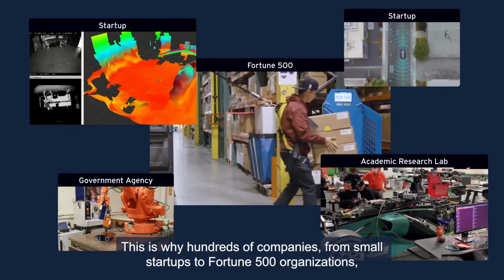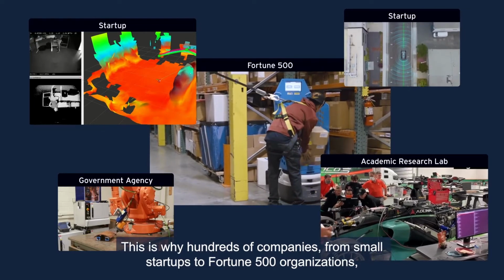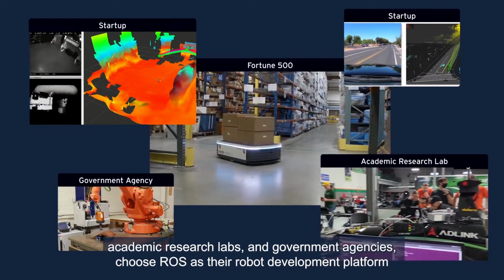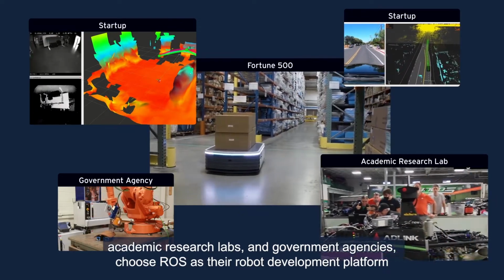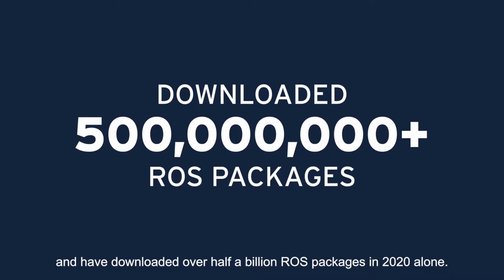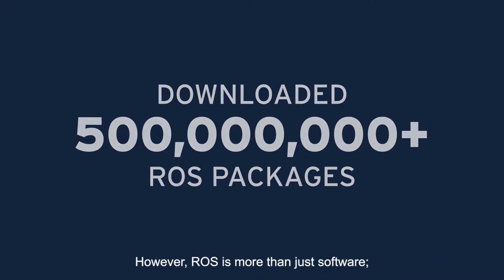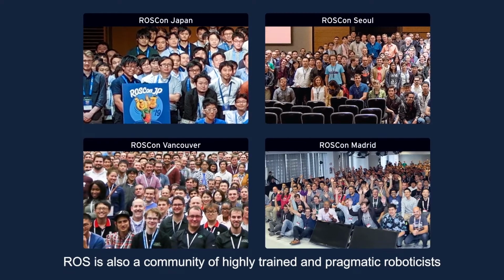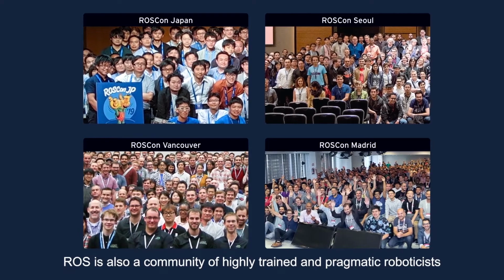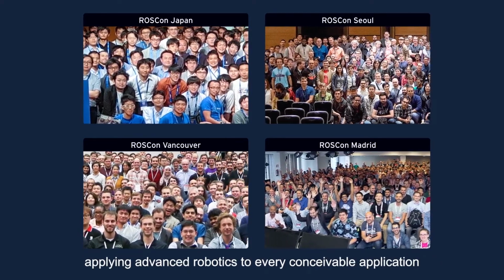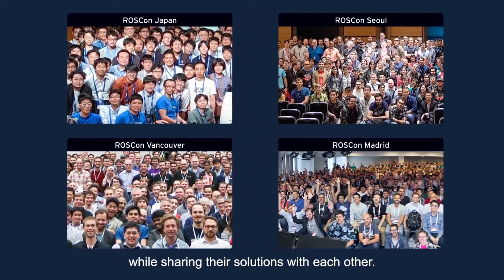wheel. This is why hundreds of companies, from small startups to Fortune 500 organizations, academic research labs, and government agencies, choose ROS as their robot development platform, and have downloaded over 500 million ROS packages in 2020 alone. However, ROS is more than just software. ROS is also a community of highly trained and pragmatic roboticists applying advanced robotics to every conceivable application while sharing their solutions with each other.